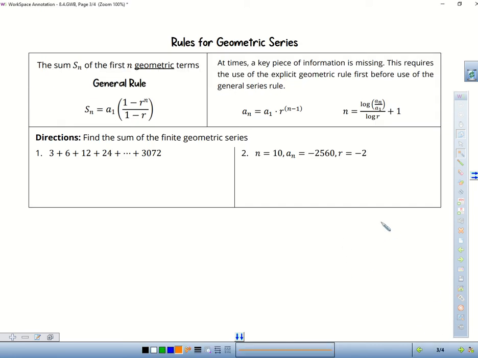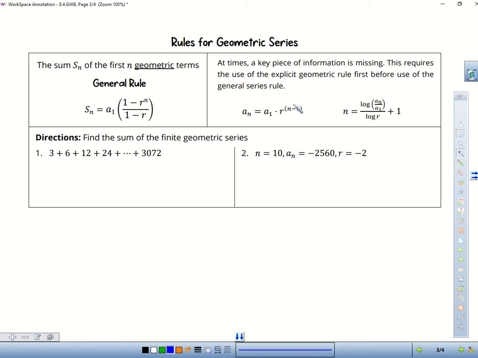Alright, so unlike with arithmetic sequences and series, we have only one general rule that works here. Okay, so I was just saying that we only have one general rule, but we have these other formulas that can be used to find missing information. So say you're missing an a sub 1 or an a sub n, you need that information to plug into the formula. You're going to use these two formulas to do that. Now, technically speaking, these are actually the same formula. They are just manipulations of each other.